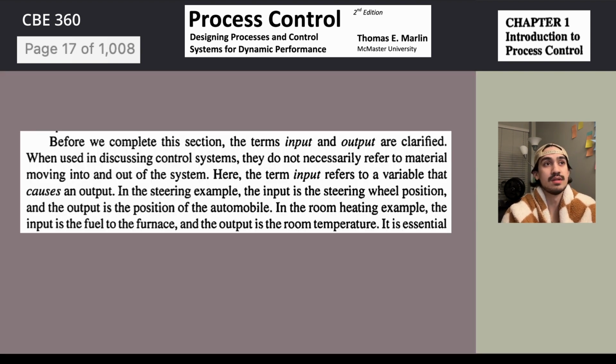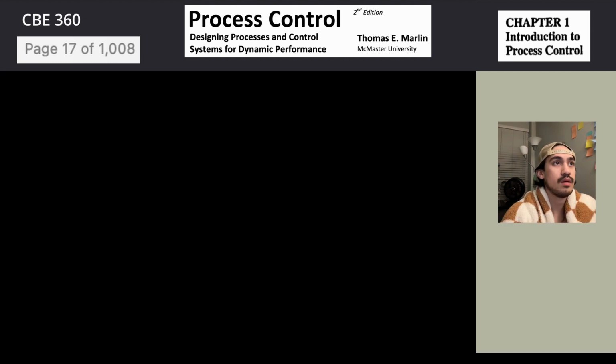Before we complete this section, the terms input and output are clarified. When used in discussing control systems, they do not necessarily refer to material moving into and out of the system. Here, the term input refers to a variable that causes an output. In the steering example, the input is the steering wheel position and the output is the position of the automobile. In the room heating example, the input is the fuel to the furnace and the output is the room temperature.